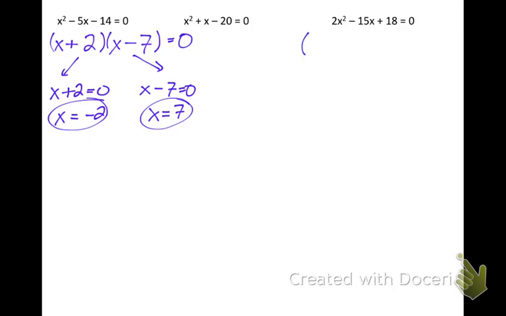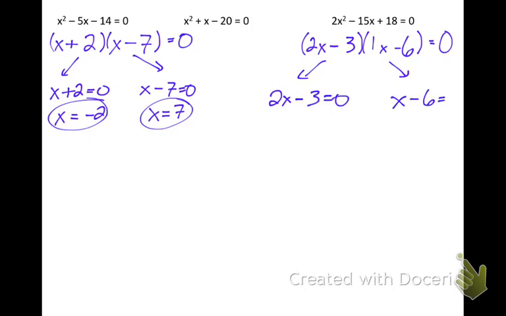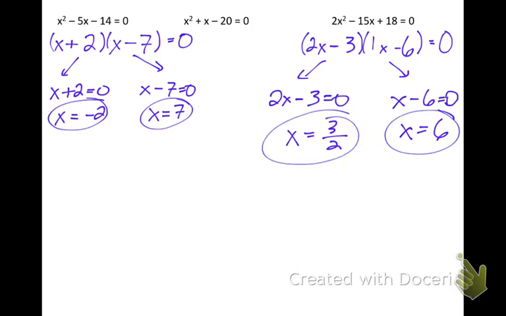With this one over here, again, this is going to be a guess and check. These are both going to be subtraction signs, 2 and 1, and 6 and 3. Again, this is just factoring from what we did last chapter. Then I can split this up into two separate equations. 2x minus 3 equals 0, and x minus 6 equals 0. So I get x is equal to 6, and x is equal to 3 halves. So I'd add the 3 to the other side and then divide by 2. Those would be my two solutions.